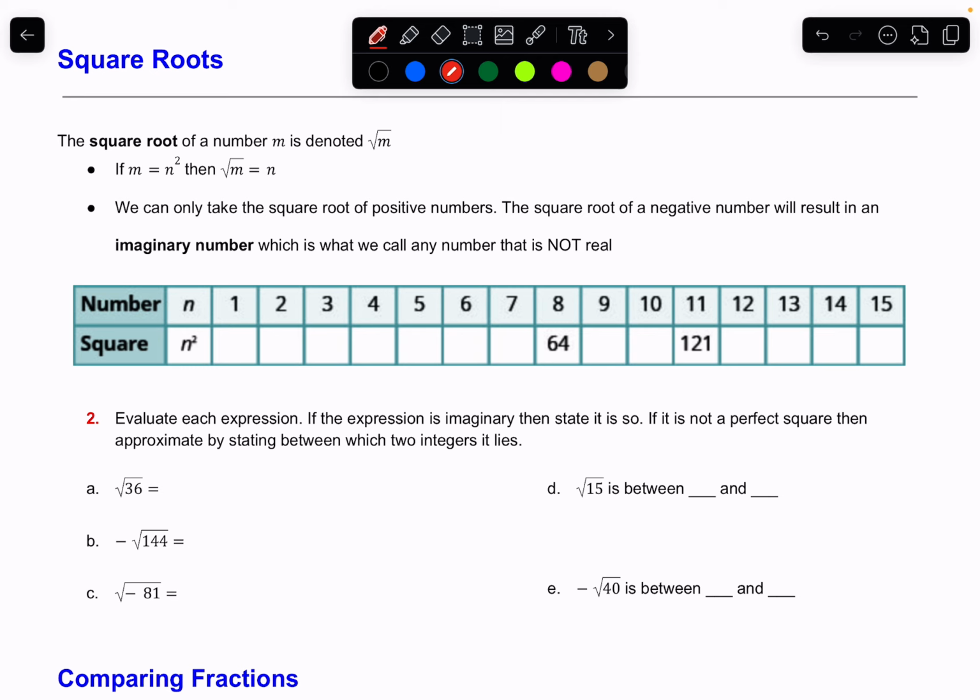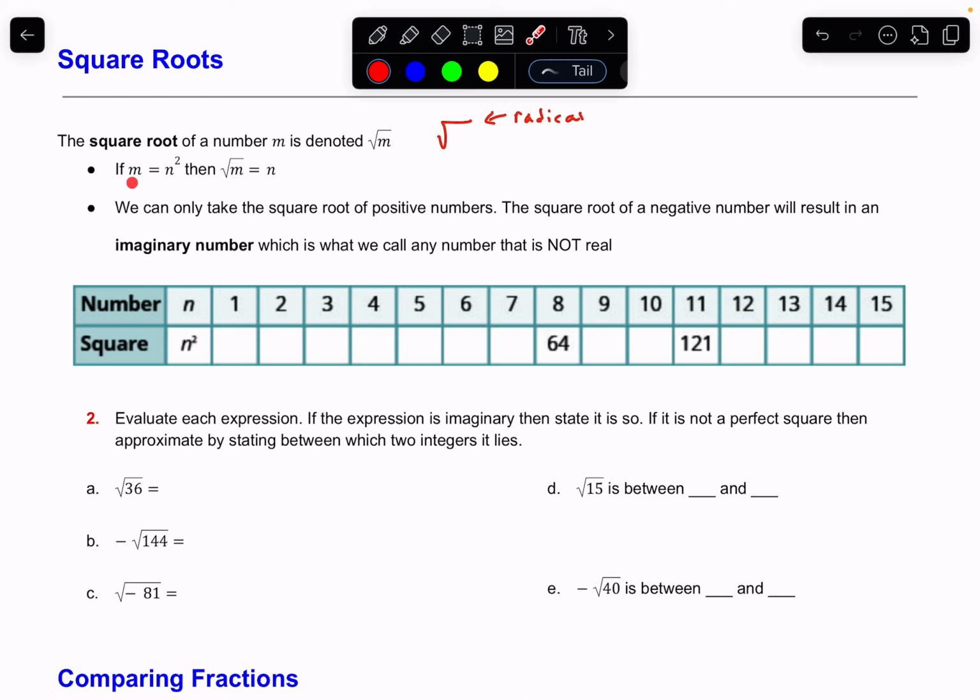Because what a square root is going to do is take us from a perfect square backwards to what we squared to get there. So the actual definition up here: the square root of a number m is denoted with a radical over the m. This symbol here is called a radical, and it tells us to do the operation square root, where what a square root does is cancel out a squared on a number.